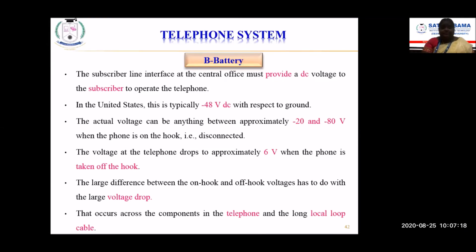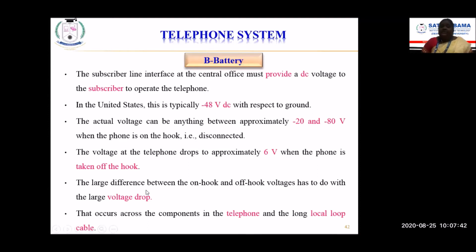When the handset is taken off the hook, it will automatically be in a closed circuit, and there will be a voltage drop of 6 volts in the telephone instrument circuit. That 6 volts supplies power to all the internal circuits in the telephone instrument. So this is the basic concept we had already learned.